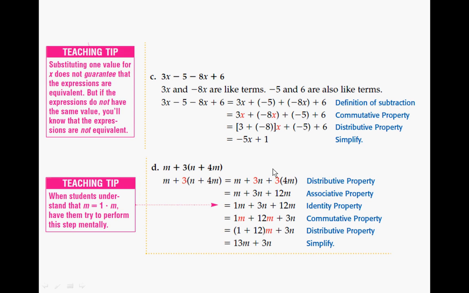All right, here are some more examples. Make sure you look at the teaching tips too, because that will help identify. And notice what they're doing here. They are justifying each step of the process. Do not be surprised if I ask you to do the same thing. So definition of subtraction, commutative property, distributive property, and then simplifying. So again, the work that you show, especially in algebra, is going to be crucial, and you need to be able to identify each step of the way. Once you're done copying these examples down, go ahead and go on.